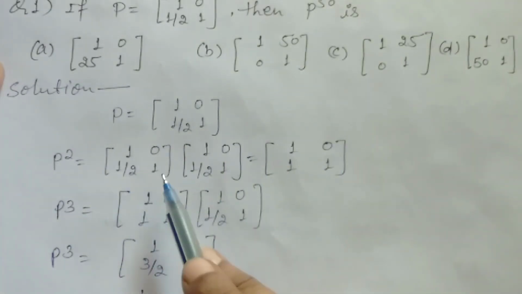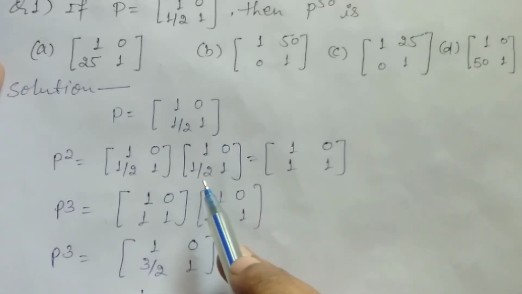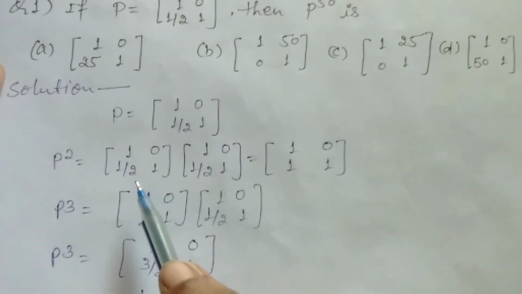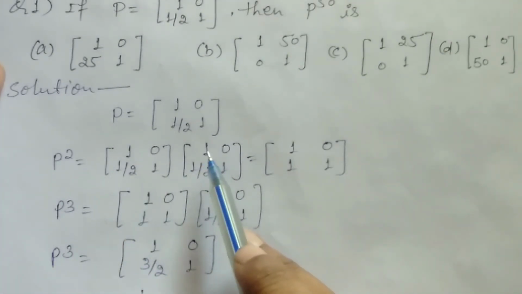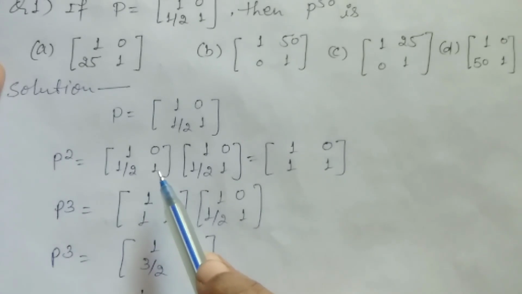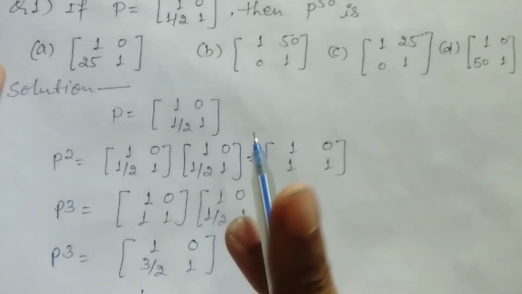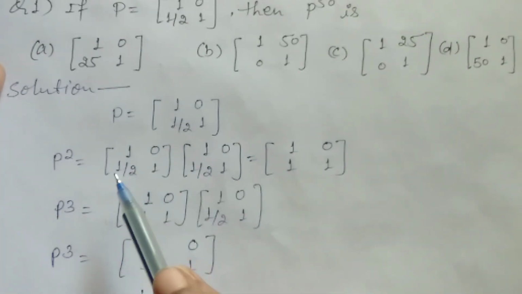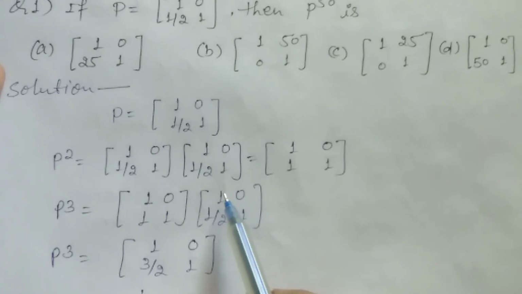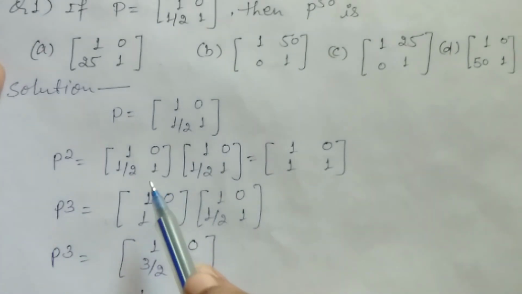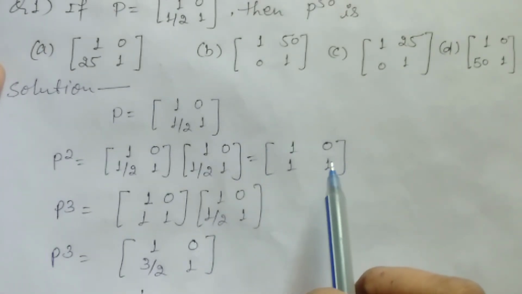Now the second row of the first matrix multiplied by the first column of the second matrix, so corresponding elements: 1 by 2 multiplied by 1 is equal to 1 by 2, plus 1 into 1 by 2 is equal to 1 by 2 plus 1 by 2, the answer will be 1. So the second row multiplied by the second column, corresponding elements, this will be 1.